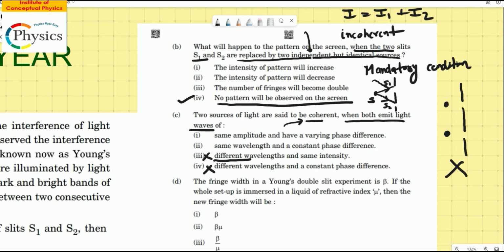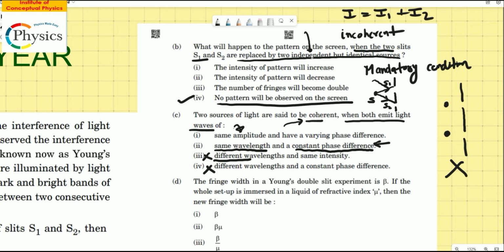And let's look at this. Same wavelength means same frequency and constant phase difference. And this is the correct answer. The amplitude does not matter. The amplitude of the wave does not matter. The amplitude is meaningless. The basic definition of coherent sources is that they are coherent only when they have the same frequency and the phase difference between them is constant.